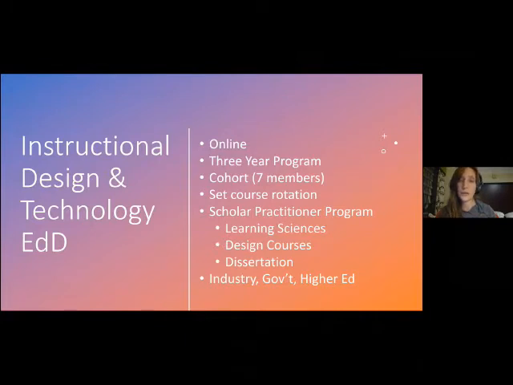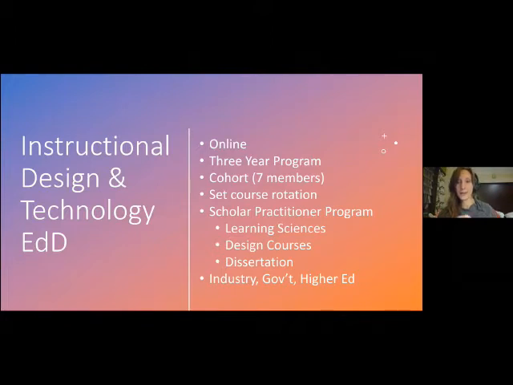So I was working with 7 other people from many different backgrounds, from industry, from government, from higher education. We all went through together and had a set course rotation. So I really didn't have to think about it too much. I just did what I was told, and really focused. It was a good balance of learning sciences and design. And then there was a dissertation component, so I really got to focus on my research skills.